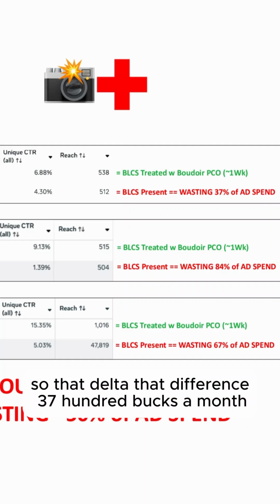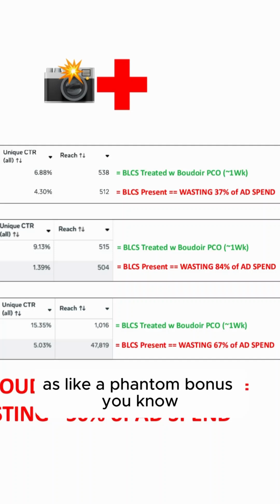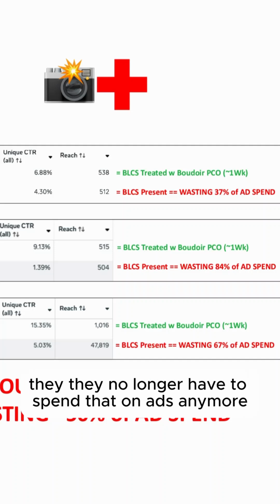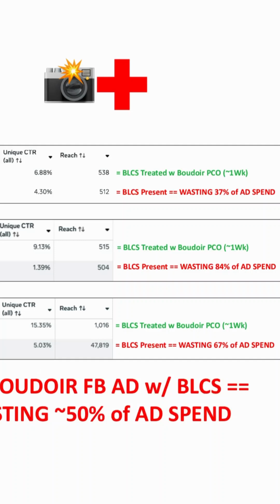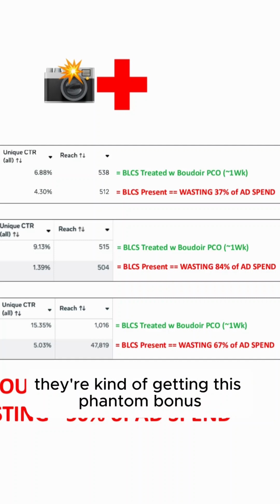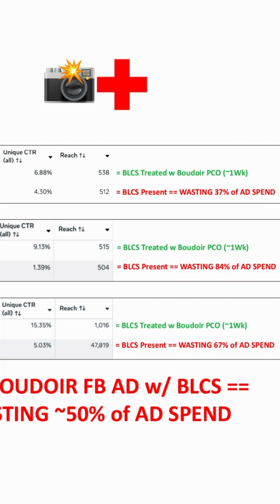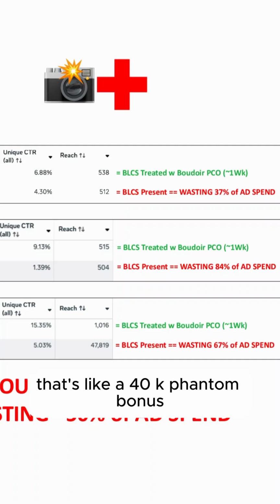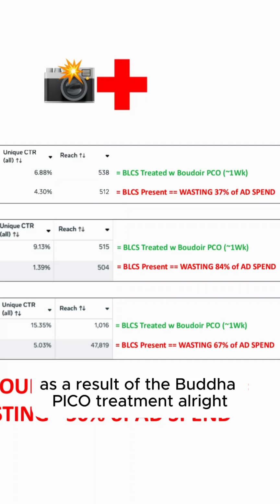So that delta, that difference, $3,700 a month, they can just pocket as a kind of phantom bonus. They no longer have to spend that on ads anymore, like a Boudoir Pico bonus. As a result, as long as they keep advertising, they're getting this phantom bonus in the background, $3,700 a month, every single month. And at the end of the year, that's like a 40K phantom bonus that stayed in their pocket that they didn't have to spend out of pocket as a result of the Boudoir Pico treatment.